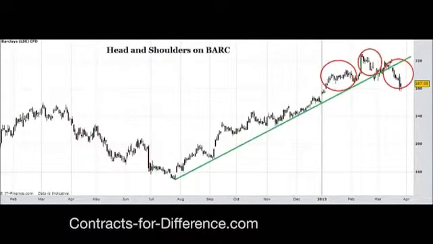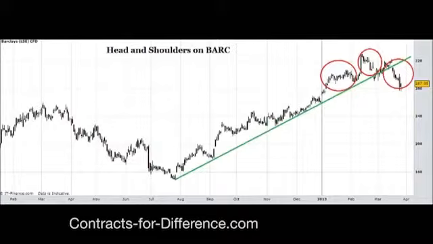Okay, so at the time of this video being filmed, this is actually what's happening on Barclays. We actually made a couple of videos about this before it happened, saying we thought that there was a head and shoulders developing on Barclays, and it looks like that's actually what's happening here. We've had a strong uptrend on Barclays. As you can see, it's stayed above the support line.